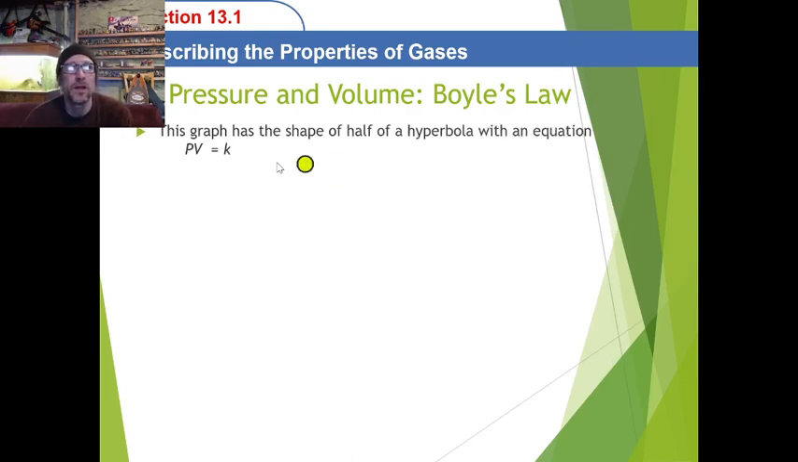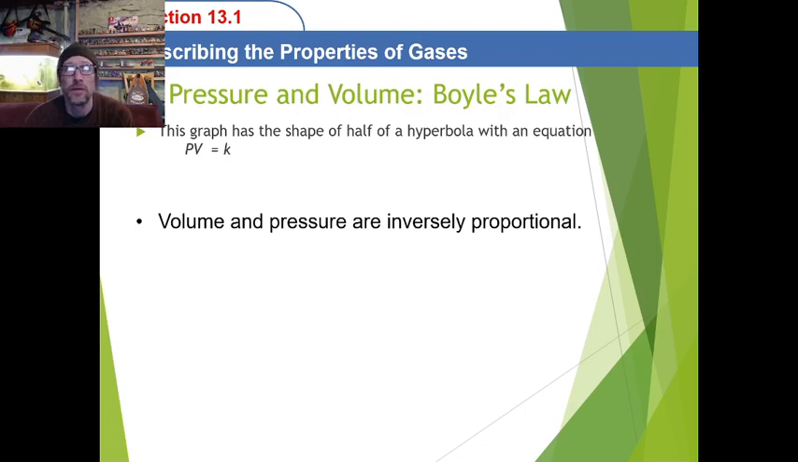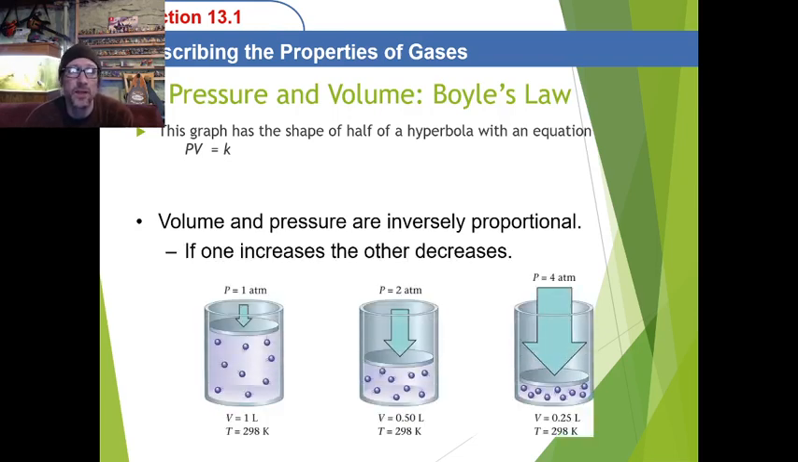We can solve for it. The graph actually showed V equals K over P, and so we can rederive it, solve for this constant of proportionality, and we get PV equals K. Volume and pressure are inversely proportional. If one increases, the other will decrease.